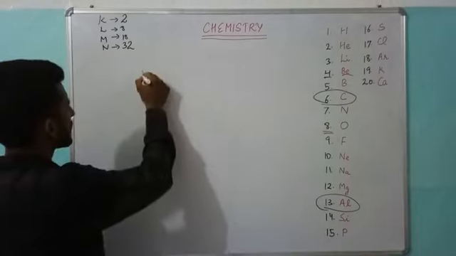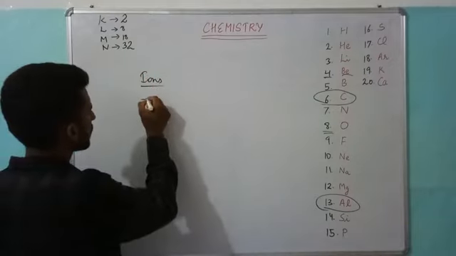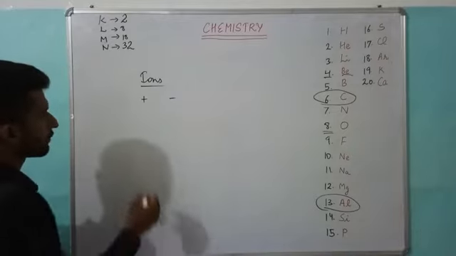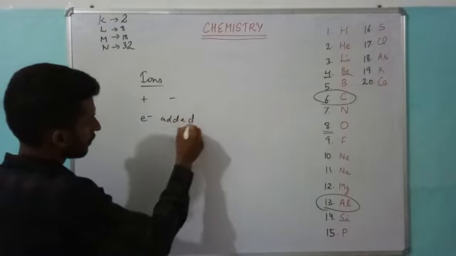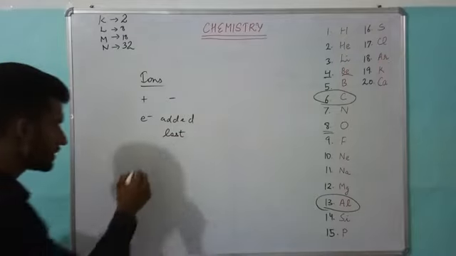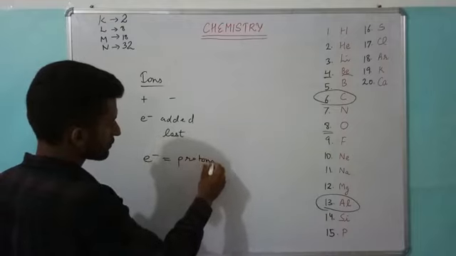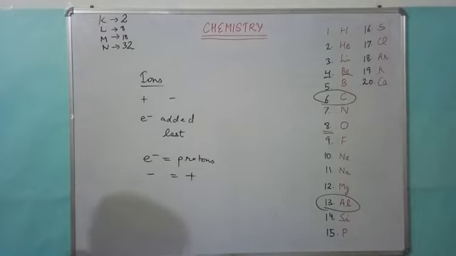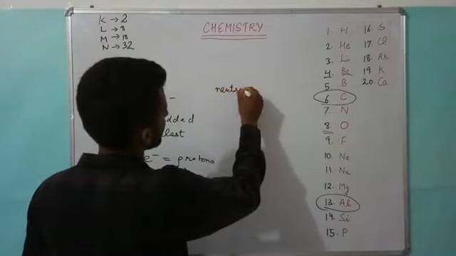Now, ions. What are ions? Ions are positively or negatively charged particles. How are they formed? They are formed when an electron is added to or lost from an atom. We know the electrons are always equal to the protons, so the positive charge and negative charge on an atom are always equal. An atom is normally neutral in nature, having no charge.